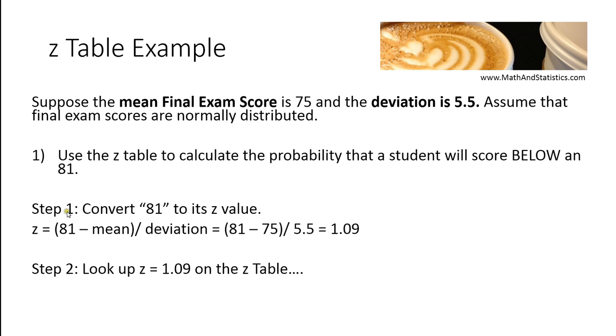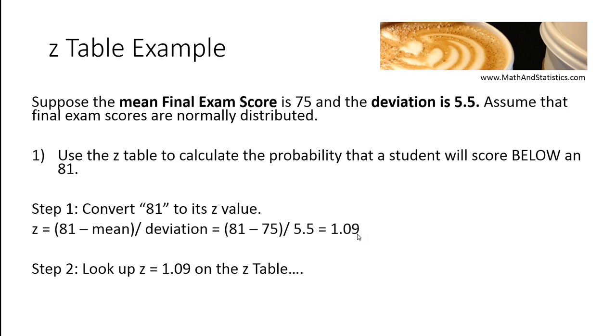Step 1 in using the z-table is always the same. You must convert the x value from your data set to its equivalent z value. You use the formula to do that by taking your x value, 81 in this case, subtracting the mean of your data set, which is 75, dividing by the deviation of your data set, which is 5.5. When I do that, I get 1.09. That tells me that the equivalent value to 81 is a z-value of 1.09.